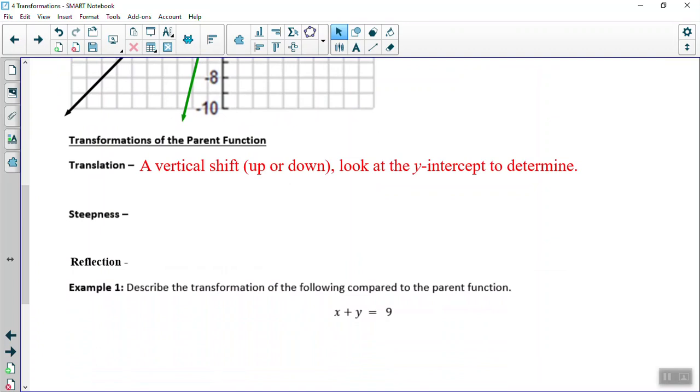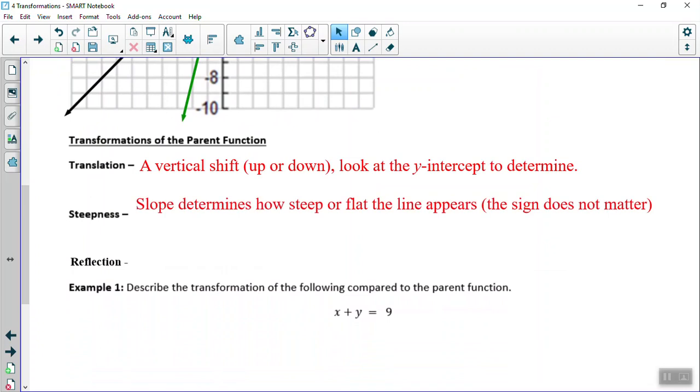So a translation is a vertical shift up or down. We want to look at the y-intercept to help us determine that vertical shift. If my y-intercept is positive, then it means it's a vertical shift up. If my y-intercept is negative, then it's a vertical shift down.